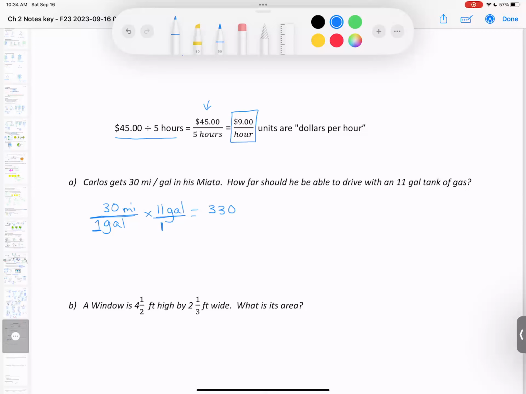Now what happens to our units? Here, I guess I'll do the denominator too. We've got 330 over 1 times 1, which is 1. Our units here, well, we have gallons on the top and the bottom, so these gallons cancel, which is why we're left with miles. So we have 330 over 1, which is the same as the whole number 330 miles. So he can drive 330 miles.